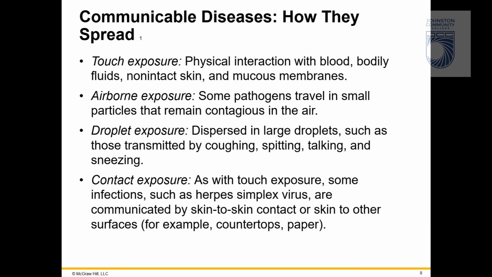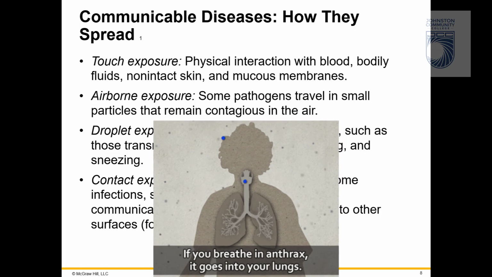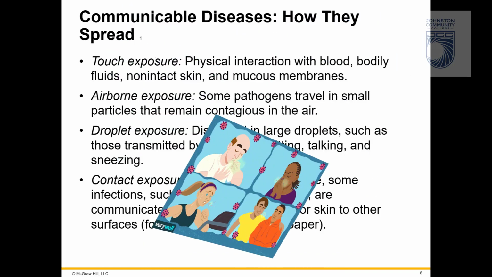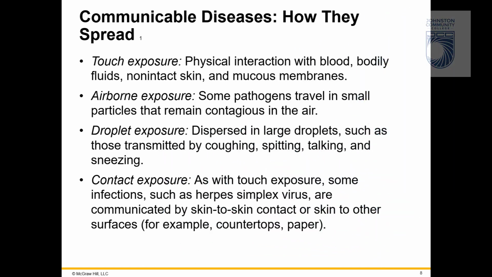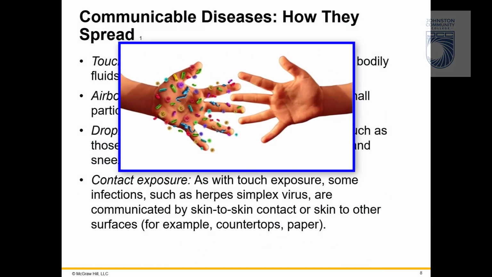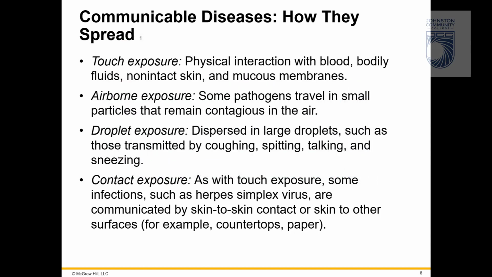Communicable diseases and how they spread. They can spread through touch exposure, so this is physical interaction with blood, bodily fluids, non-intact skin, and mucous membranes. It could be airborne exposure. Some pathogens travel in small particles that remain contagious in the air. Droplet exposure, so dispersed in large droplets such as those transported by coughing, spitting, talking, and sneezing. And then finally contact exposure. As with touch exposure, some infections such as herpes simplex virus are communicated by skin-to-skin contact or skin to other surfaces, for example countertops and paper.